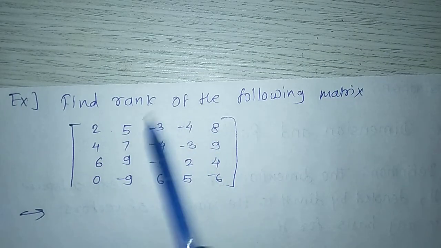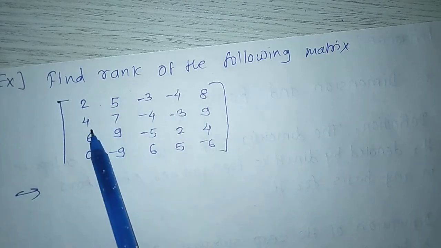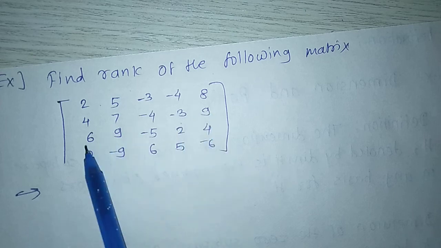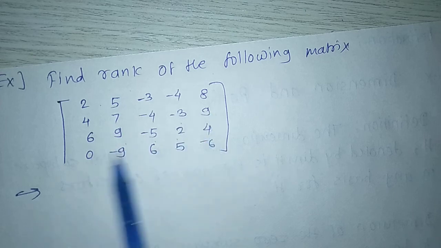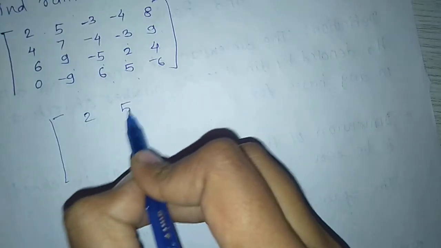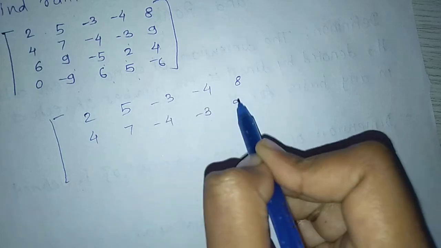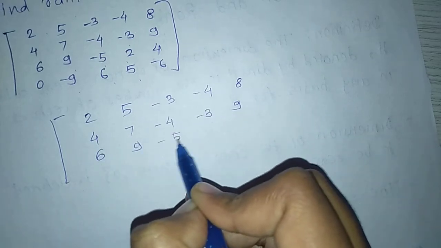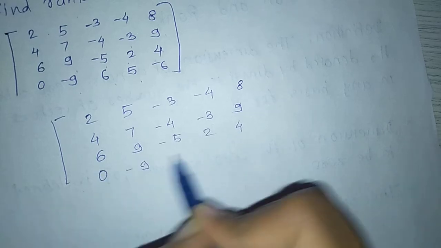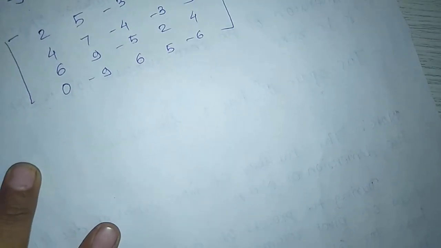Next example, find the rank of the following matrix: 2 5 minus 3 minus 4 8, 4 7 minus 4 minus 3 9, 6 9 minus 5 2 4, 0 minus 9 6 5 minus 6. First, the given matrix is 2 5 minus 3 minus 4 8, 4 7 minus 4 minus 3 9, 6 9 minus 5 2 4, 0 minus 9 6 5 minus 6. Now reduce it into row echelon form with suitable row operations.